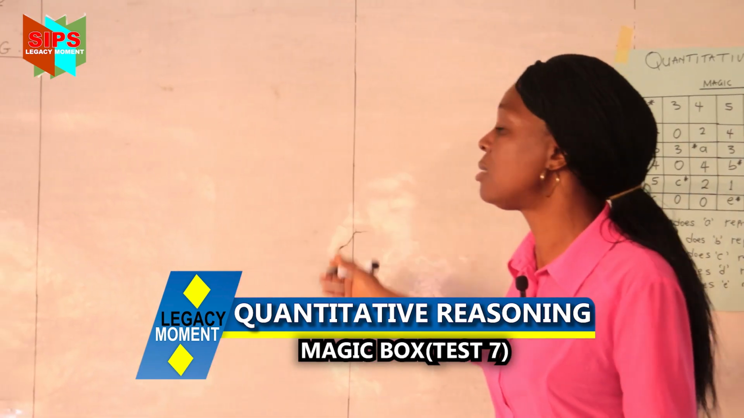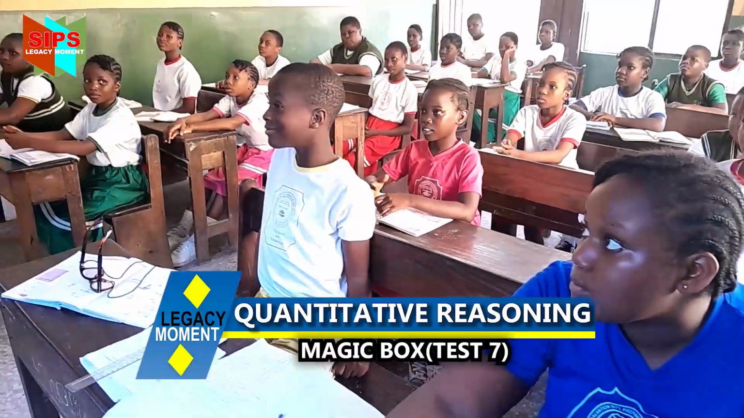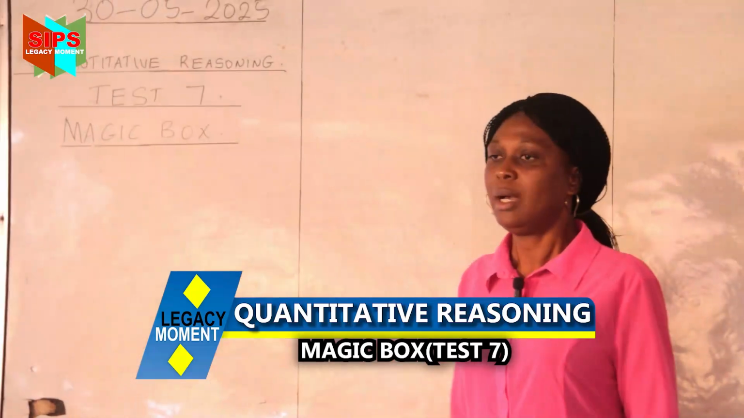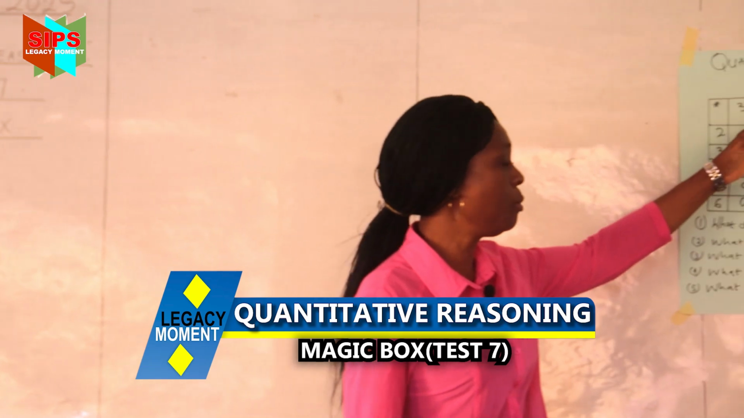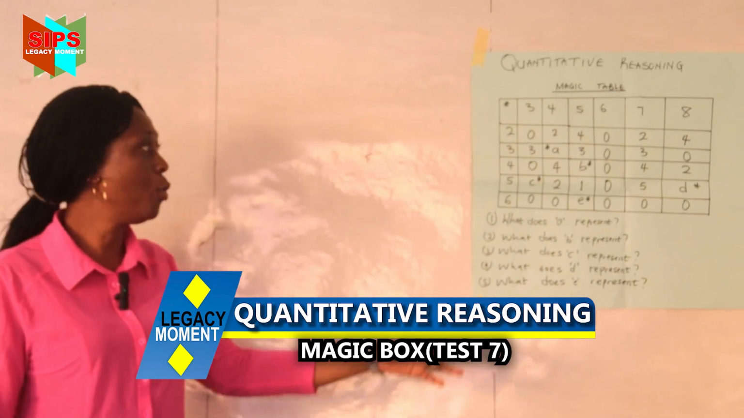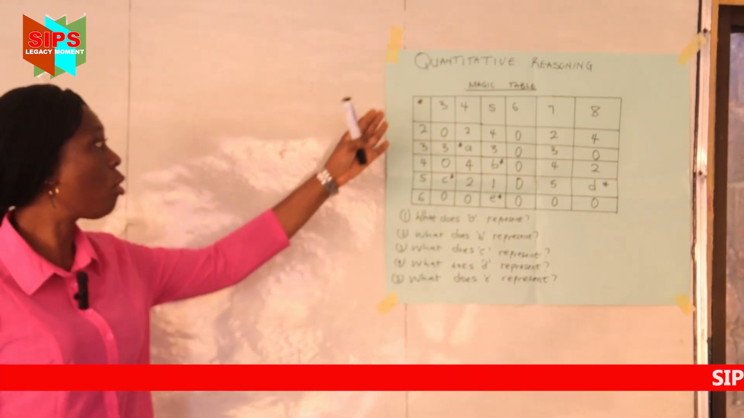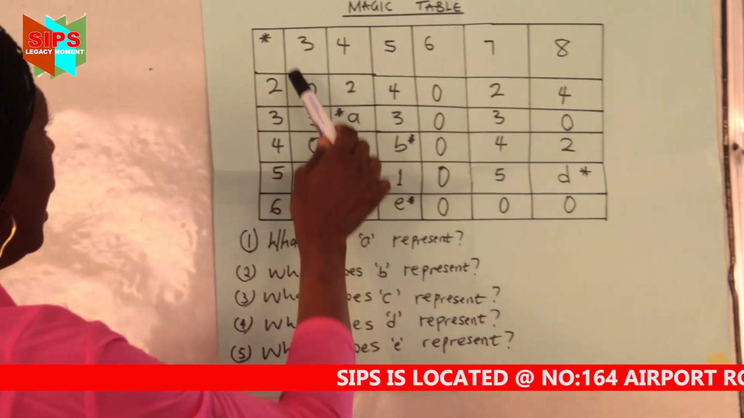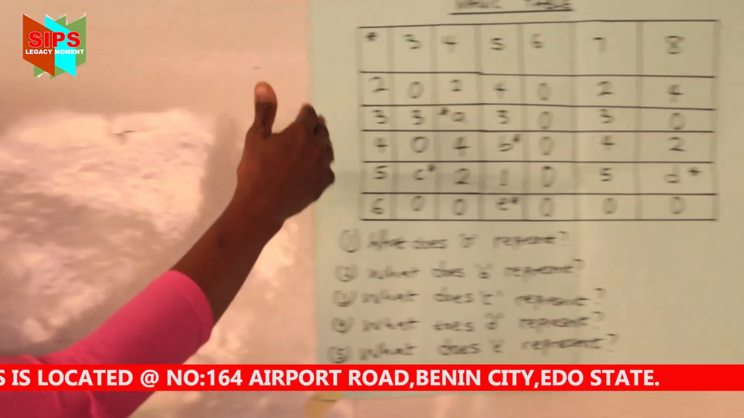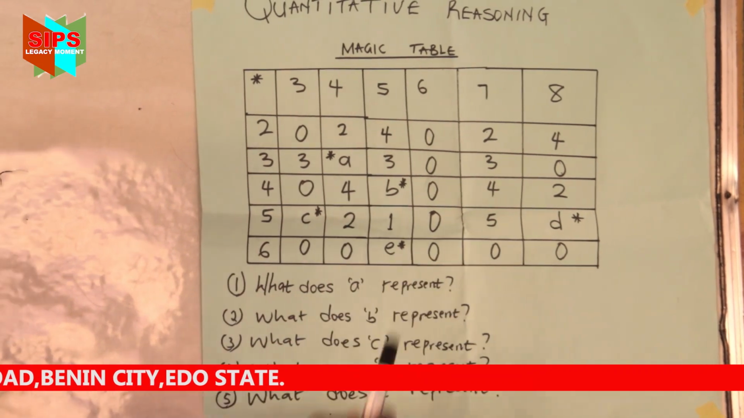Here in Primary 6, we'll be looking at quantitative reasoning. And in our quantitative reasoning, we'll be looking at text 7. Inside the text 7, we have a magic box, which we can also call a magic table. From the illustration above, you can see the magic table. On the magic table, we have columns and rows. This is the columns, and these are the rows. And we have an asterisk, and they ask us to examine the missing alphabet in the following box.